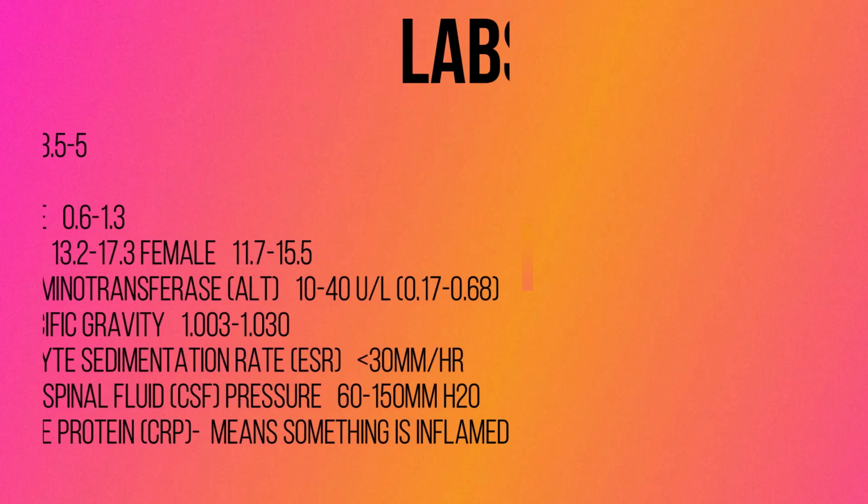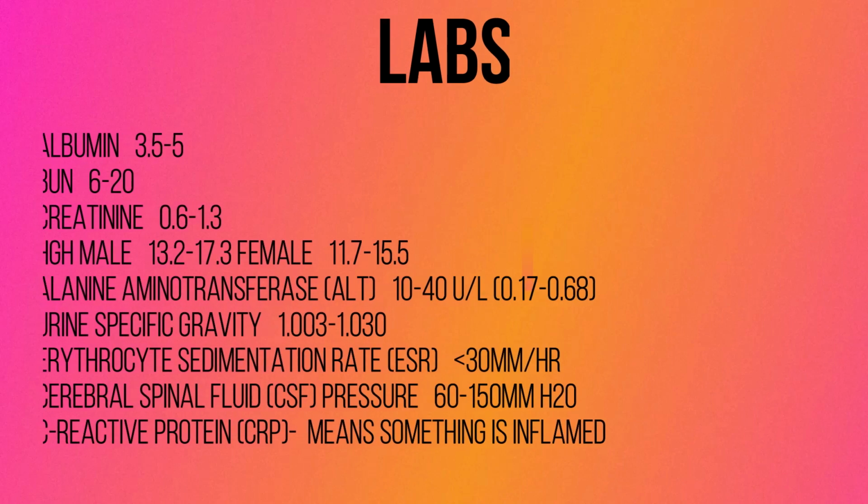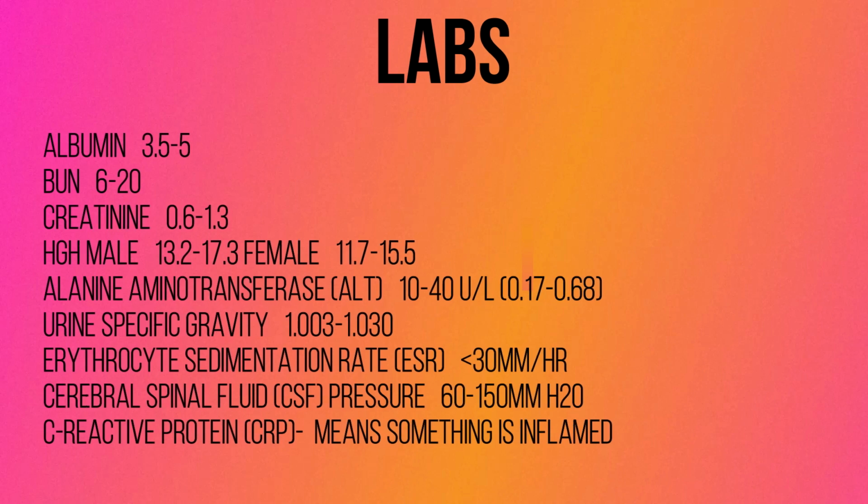The next one is BUN, blood urea nitrogen. What this does is that it removes waste from your body. So basically, if that's off, it's telling you the kidney function is not working so well. Normal is 6 to 20. Creatinine is a waste product from muscle activity. The kidney, as we said, removes the waste. So if that's not good, then it's showing you that the kidney is not functioning so well. So creatinine and BUN are both indicators of kidney function. Creatinine normal value is 0.6 to 1.3.